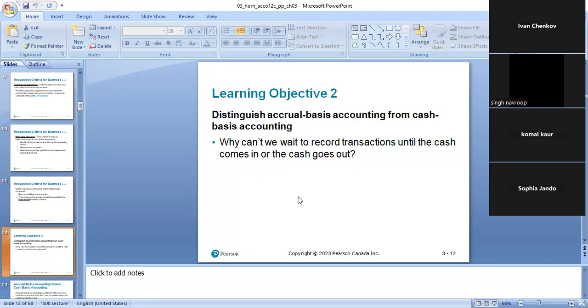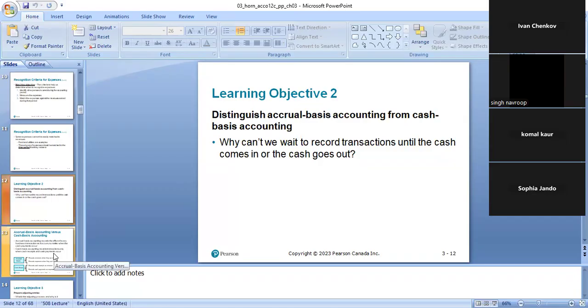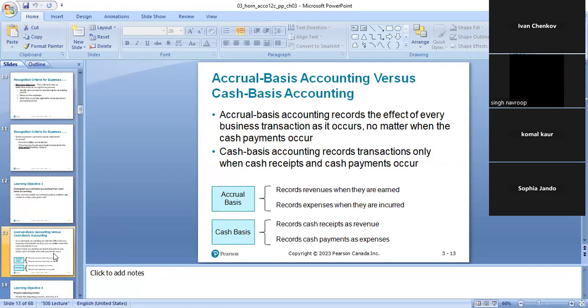So let's see what we're going to do. We're going to distinguish now between accrual accounting and the cash accounting basis. So there are two ways to run the accounting. One basis is cash basis. What does that mean? We're always going to recognize the revenue when the cash is received, and we're always going to recognize the expenses when the cash is paid. Who's doing that? Canada Revenue is doing that.